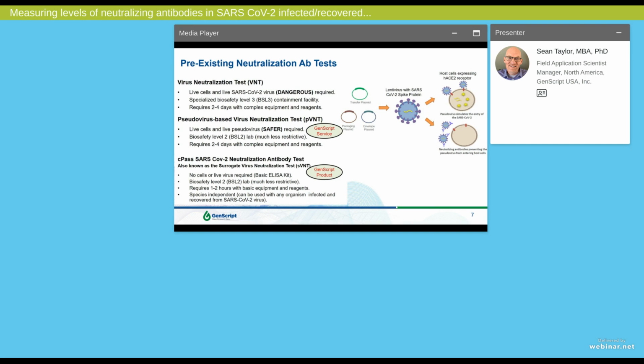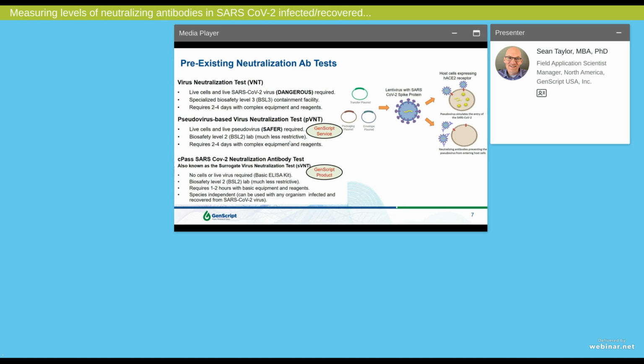Now, there are a number of these live cell tests. In some cases, the signal is a light-emitting signal, so we see here luminescence. In other cases, it's called a plaque-reducing or foci-reducing assay, where we get more or fewer plaques depending on how many neutralizing antibodies are there. In all of these cases, though, for both VNT and pVNT, it's a laborious test requiring a lot of time and or a biosafety level 3 lab.